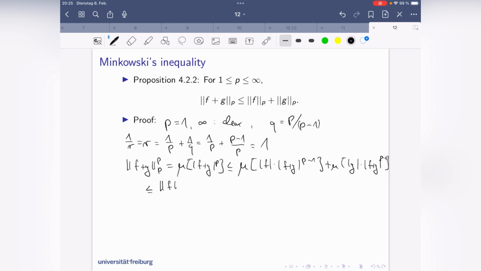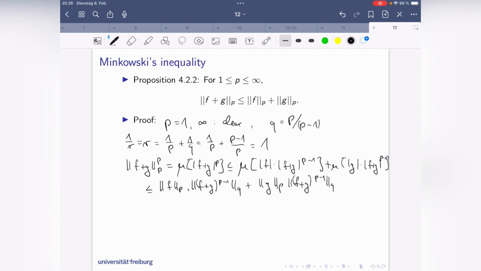Well, I have the p norm of f times the q norm of f plus g to the p minus 1. And for the g, I get the same thing. Here I do have the same thing. The p norm of g times the q norm of f plus g to the power of p minus 1.